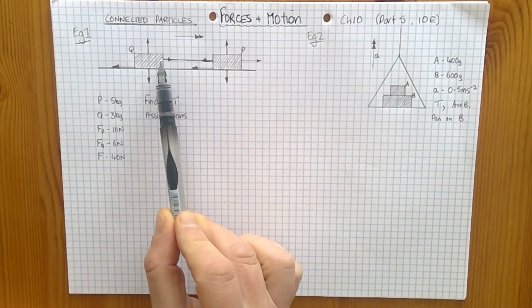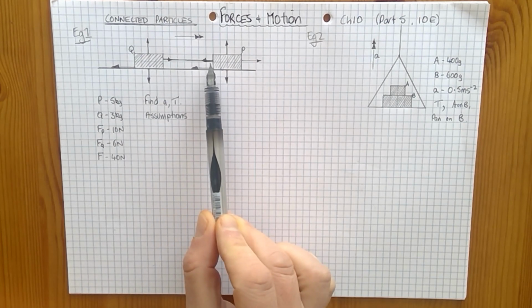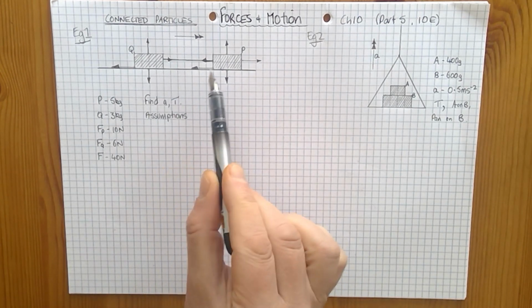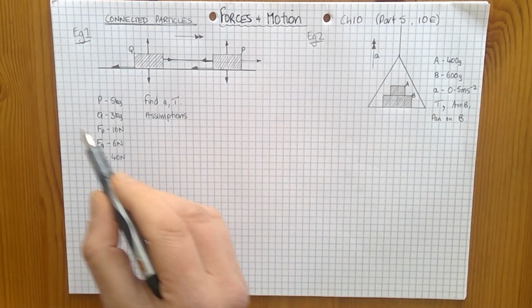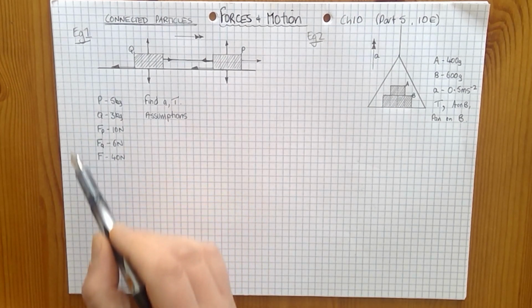You'll have a rope or a string between them, which is inextensible and light, or you could have a rod, so you're looking for the forces or the tensions in the rod or in the string. In this particular scenario, we've got Q and P. We have this information here.